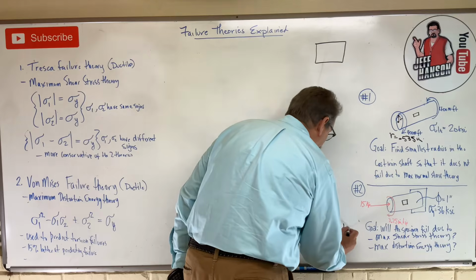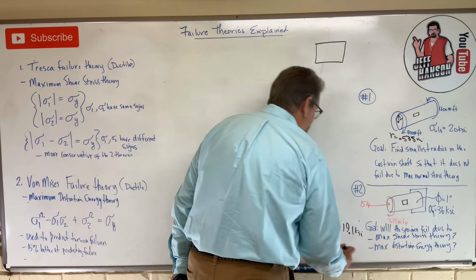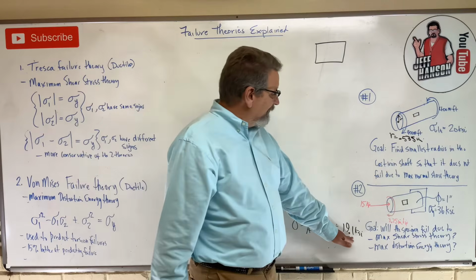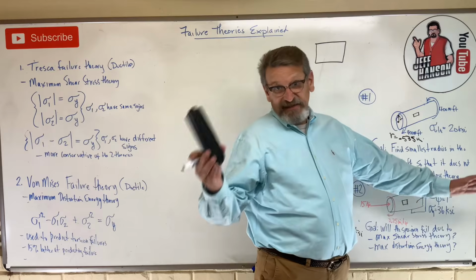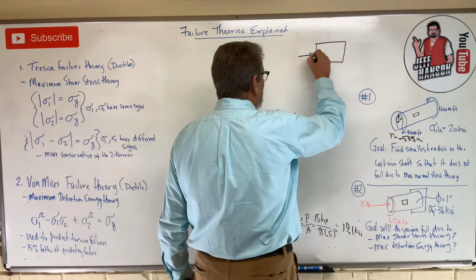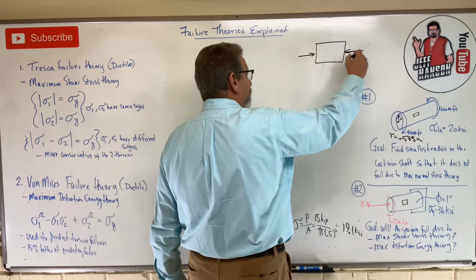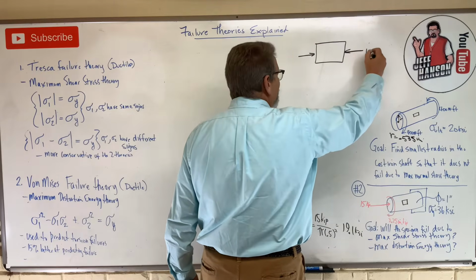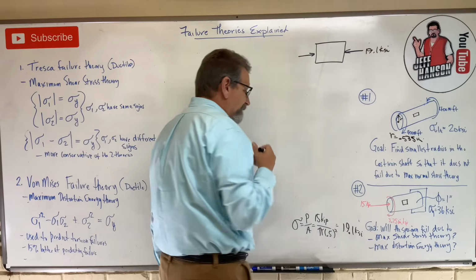19.1. And that's going to be KSI. I'm going to leave that in KSI because my sigma yield that I'm going to compare it to is in KSI. So I'm kind of happy with that. So here's what I've got. If I'm that stress element right there, I have 19.1 KSI on me, okay?